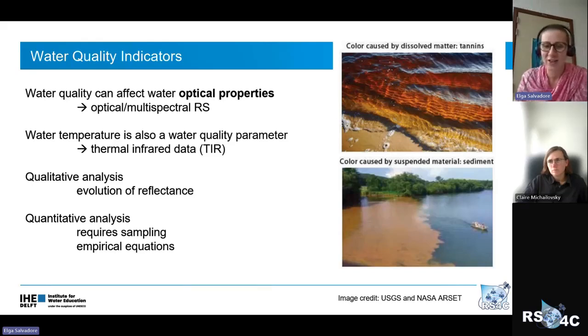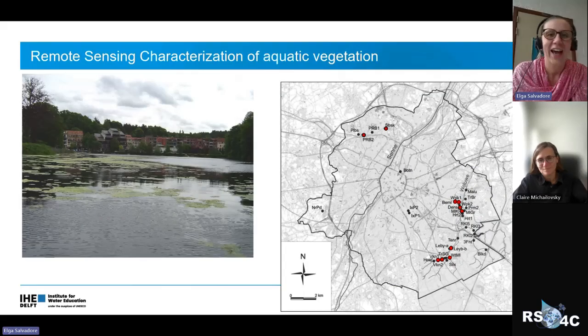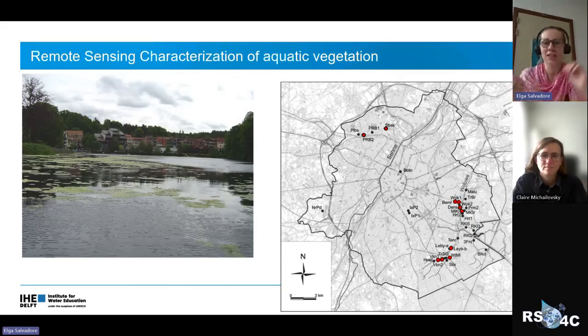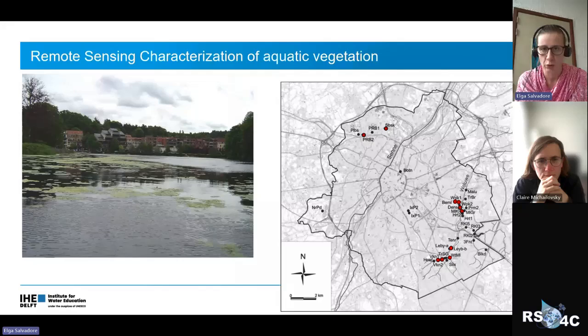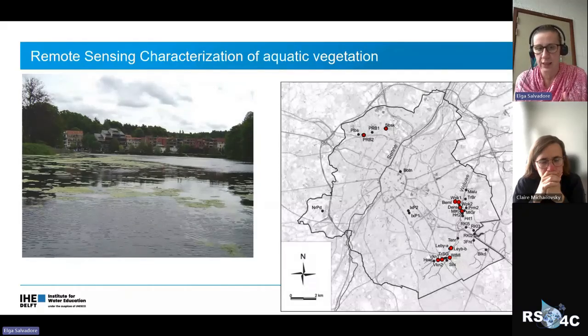To prepare this presentation, I also had some fun looking back at my work when I was a PhD student. At that time, I was trying to use remote sensing to characterize aquatic vegetation. My case study was in Belgium, in Brussels, where you have a lot of small ponds. It's, in a way, semi-natural because it's still part of the city, and they have a lot of problems with eutrophication and pollution. So the idea is, can we actually monitor these components using remote sensing data?